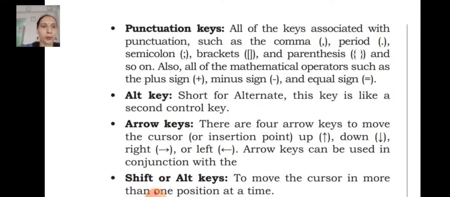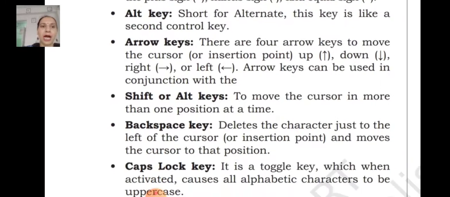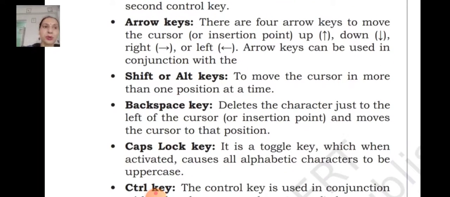Then we have arrow keys. There are four arrow keys on the keyboard to move the cursor up, down, right or left. Then we have the Shift or Alt keys, and they are used to move the cursor in more than one position at a time. The Backspace key deletes the character just to the left of the cursor and moves the cursor to that position. Then the Caps Lock key, a toggle key which helps you to convert the alphabets into uppercase.